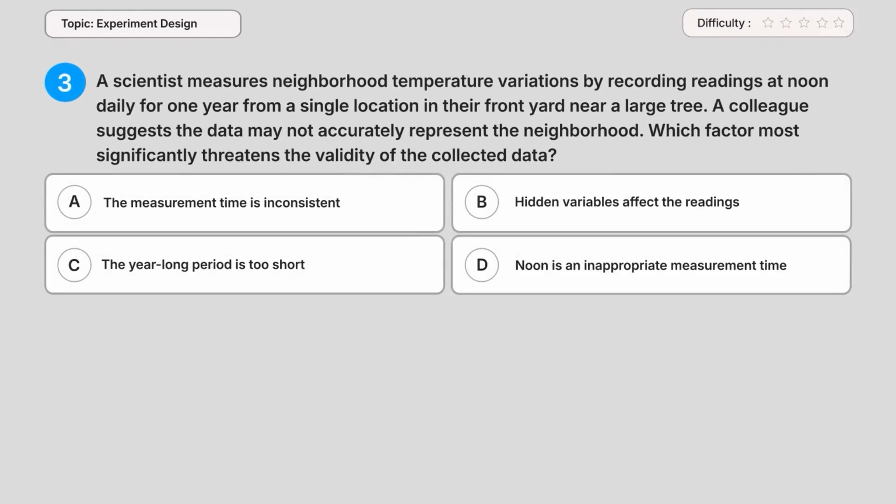3. A scientist measures neighborhood temperature variations by recording readings at noon daily for 1 year from a single location in their front yard near a large tree. A colleague suggests the data may not accurately represent the neighborhood. Which factor most significantly threatens the validity of the collected data?